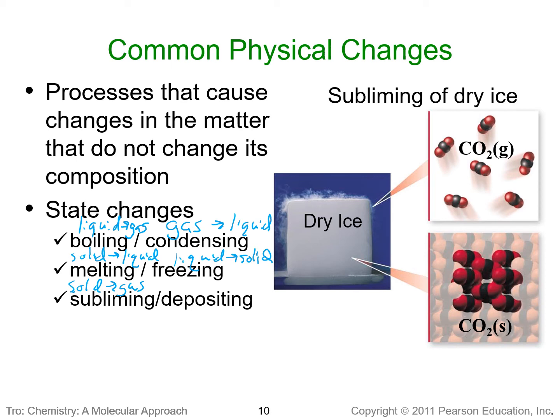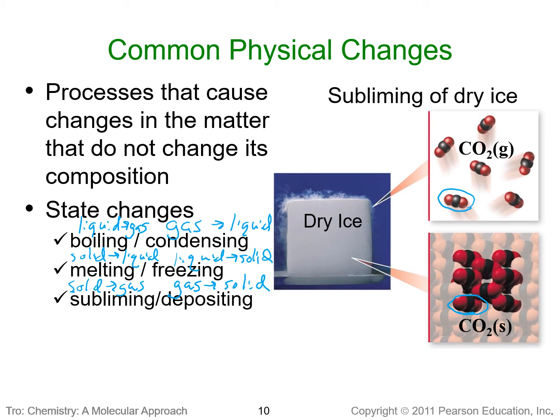Okay, depositing, and an example of subliming would be dry ice, as we can see on the right. Dry ice will go directly from a solid into a gas, but notice the molecules do not change. Okay, so they have less freedom of motion in the solid. When they sublime, there's still carbon dioxide, but now they are in the gas form. They have more freedom of motion. Okay, deposition or depositing is gas to solid.